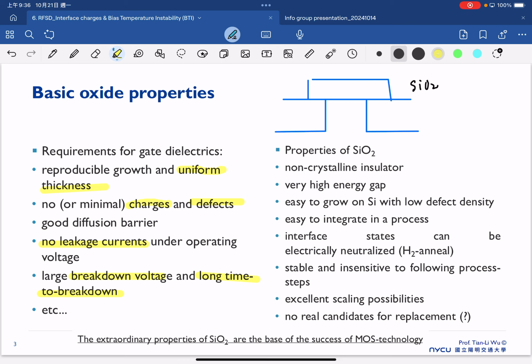So that's what we expect here. On the left hand side, this is a general requirement if we want to deposit a new material for dielectric, no matter whether it is silicon dioxide or not, we should consider all these aspects. But now if we look at the most important and very often used one, which is silicon dioxide, generally, in terms of reliability, what do we expect?